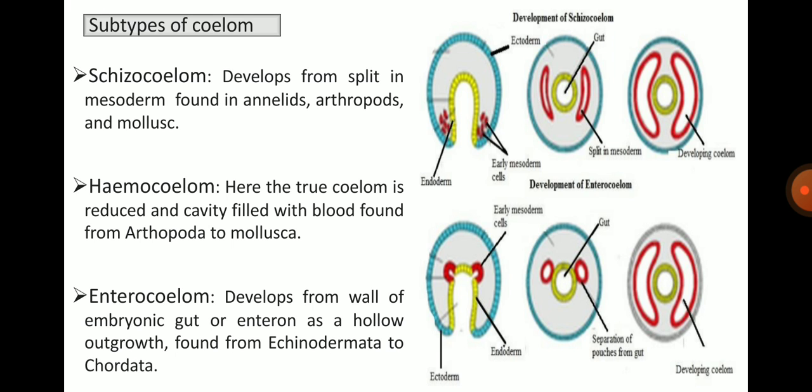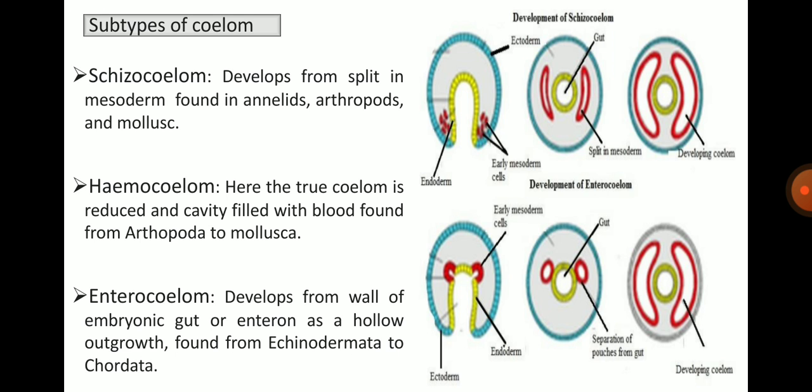While the second row of figures in this slide will depict the development of enterocoelom, that is, it develops from the wall of the embryonic gut or enteron as a hollow outgrowth and is found in animals from echinodermata to chordata.